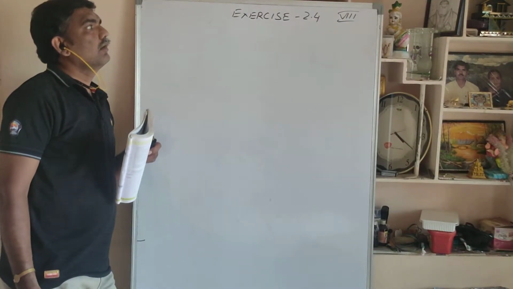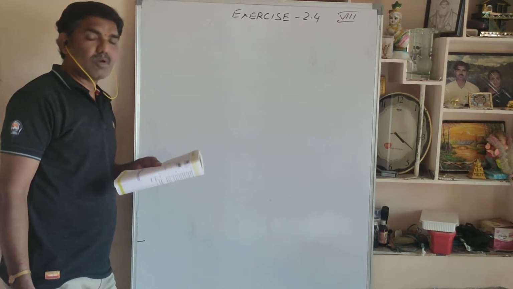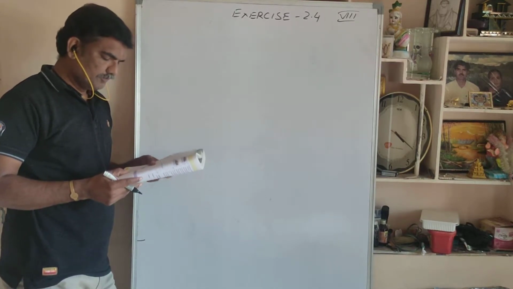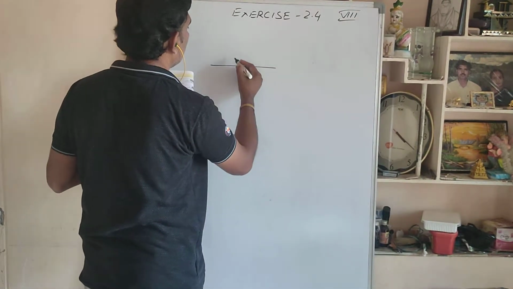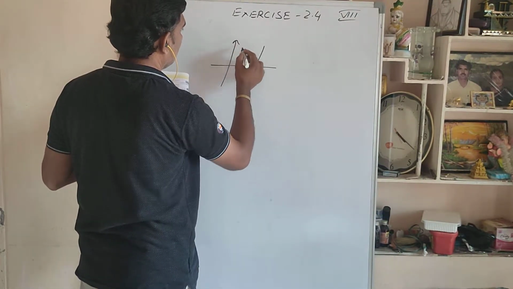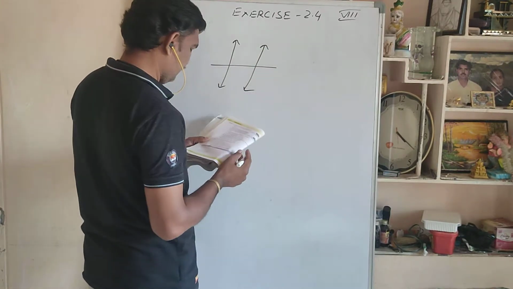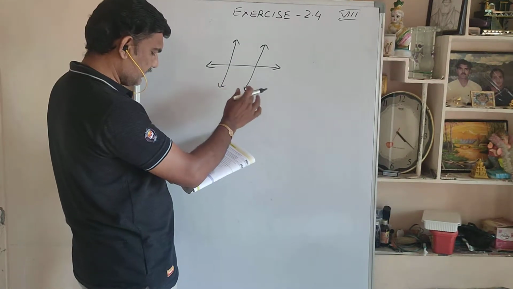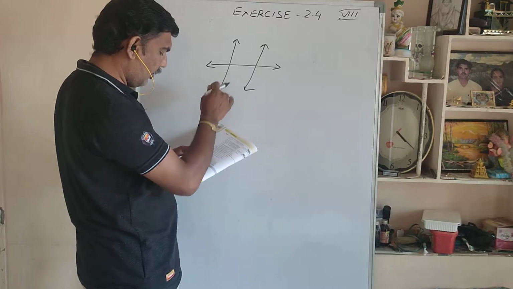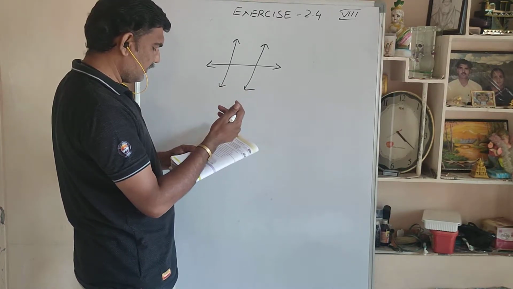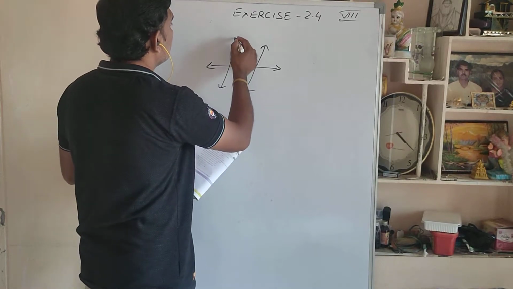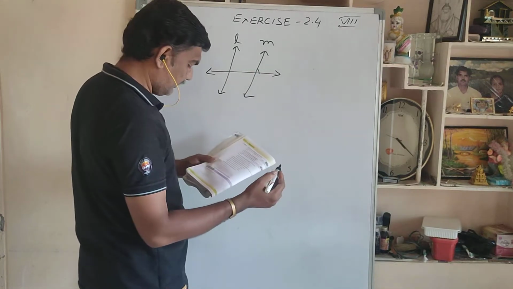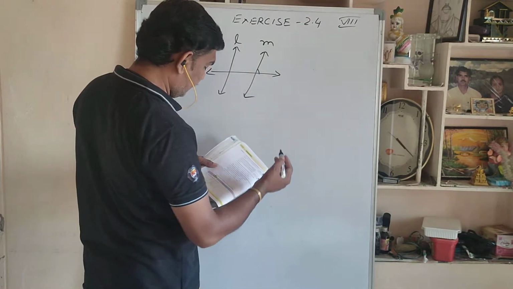Today we'll start exercise number 2.4. So, the first problem in exercise 2.4 is they give one diagram here. In this diagram, both sides arrow marks are there, which means they are called lines. How many lines are you seeing here? 3 lines. Very good. So, this is L, this is M. And this angle is given as 3x minus 10.